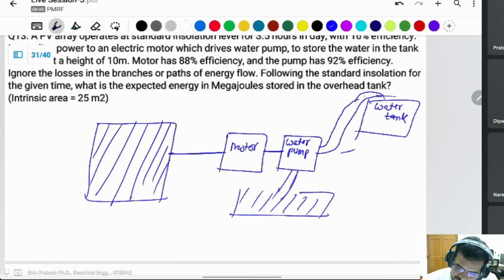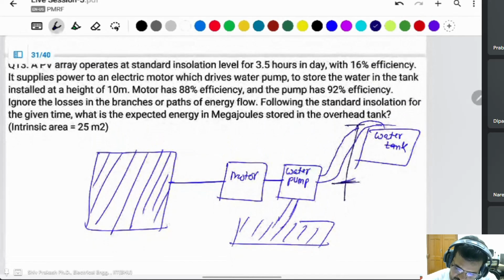The height of this one is given. Okay, this is the PV panel. It drives an electric motor. The electric motor shaft is connected to the water pump. Then the water pump has a water reservoir. From this one, through the suction valve, it will take the water, and the water is stored in the tank by using the water pump, through a pipe, simply.